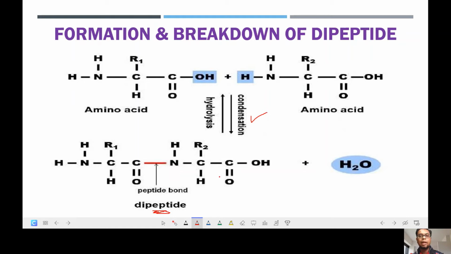And if we want to break down this particular dipeptide, the process of hydrolysis need to occur, in which water molecule need to be added to this particular structure, and the water molecule will break down the peptide bond, forming the two amino acids again.